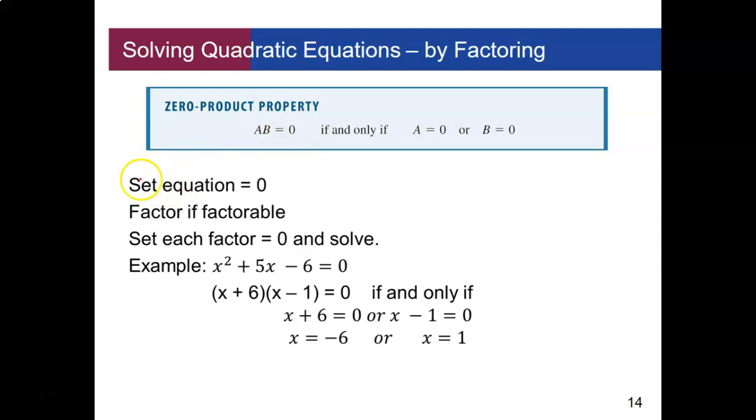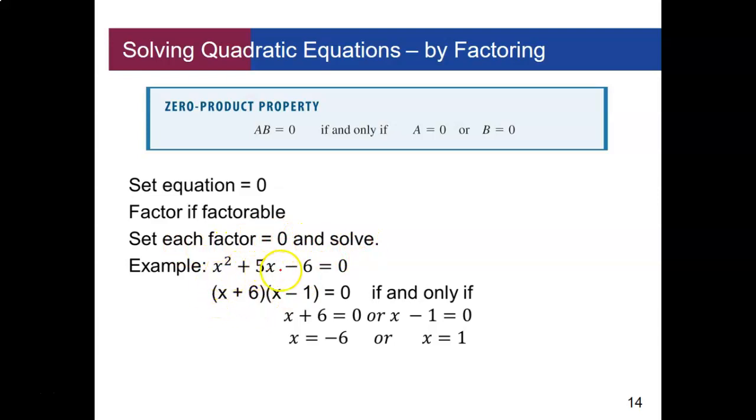So the steps that we're going to go through are, first of all, it has to be set equal to 0. So if you're asked to solve an equation and it's quadratic and it's not set equal to 0, the first thing you want to do is set it equal to 0. Second, factor if it's factorable. Remember, not everything factors. So if it isn't factorable, then you'll have to use some of the other techniques that we'll be talking about later. Set each factor equal to 0 and then solve.